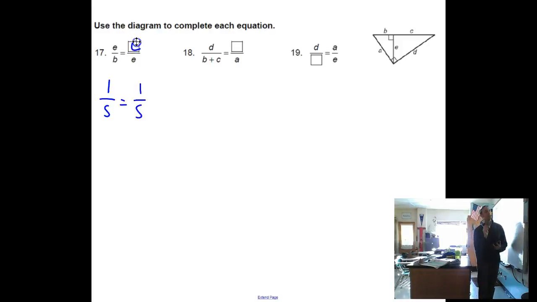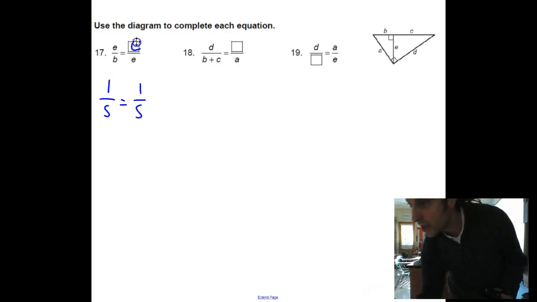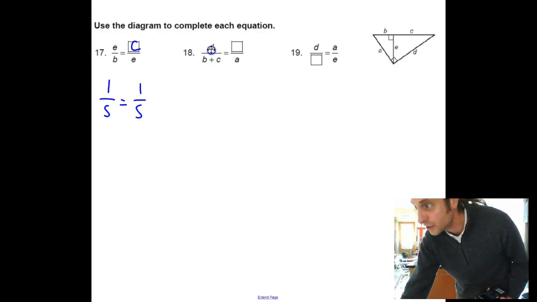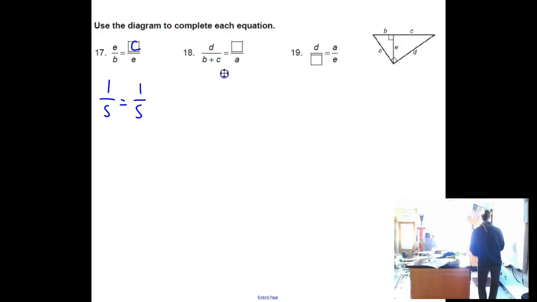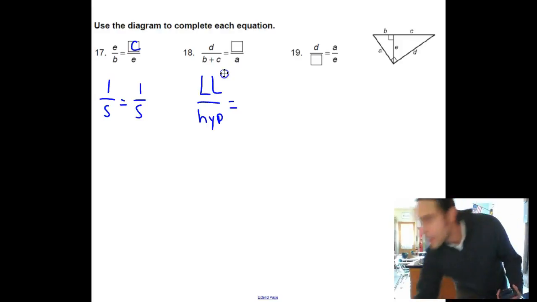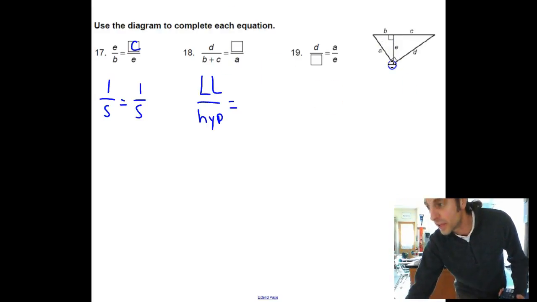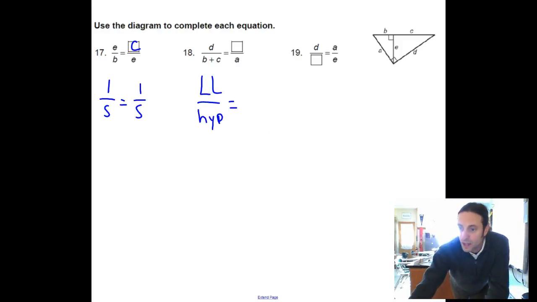And take a look at each of these other two and say, wait a minute. In this one, D over BC. Okay, well then I'm talking about the big triangle. D over BC, so this is long leg over hypotenuse. Better be the long leg over the hypotenuse. Well, A is the hypotenuse of the small triangle. What's the long leg of the small triangle? See if you can knock out those problems as well.